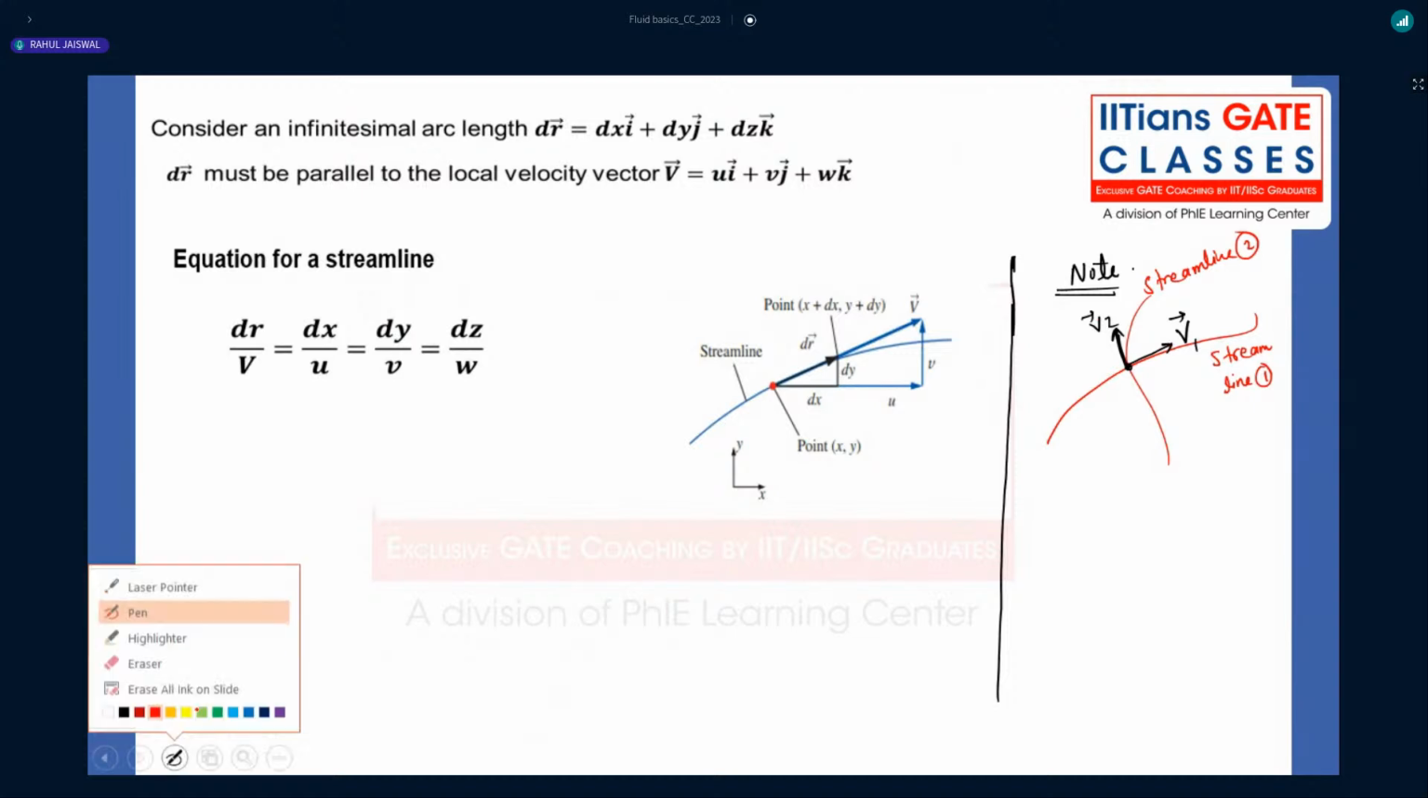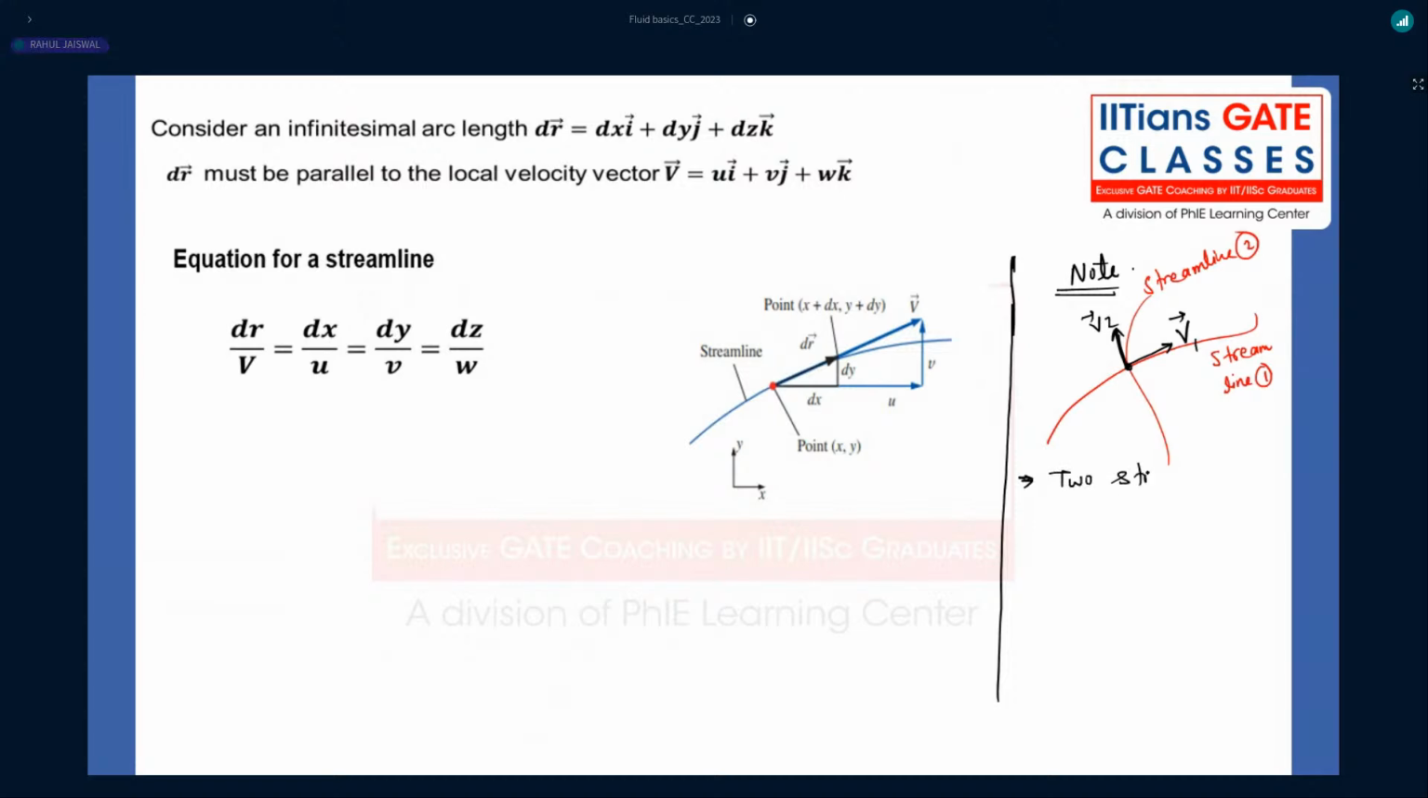Suppose you are taking admission into a school and you will have only a single name, right? Your mark sheet will also contain a single name. You will not have different names. So how can a single fluid particle have two different directions? That is not possible, right? So you can just note down: two streamlines can never intersect.